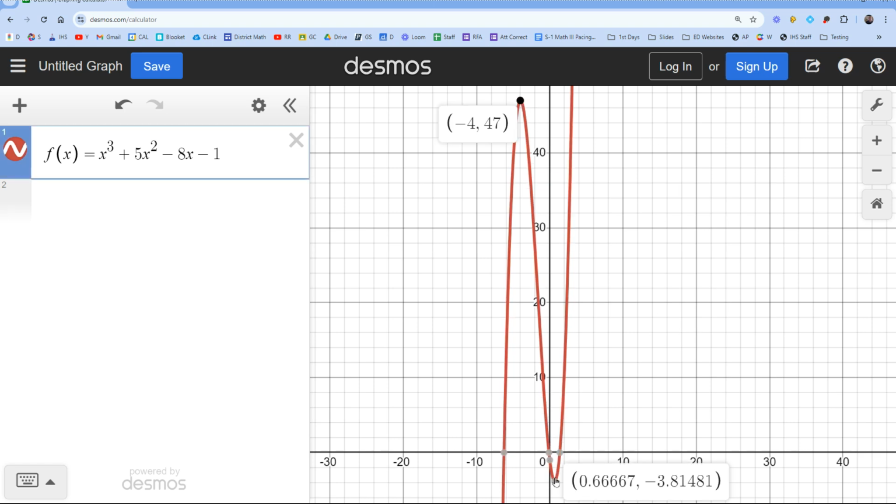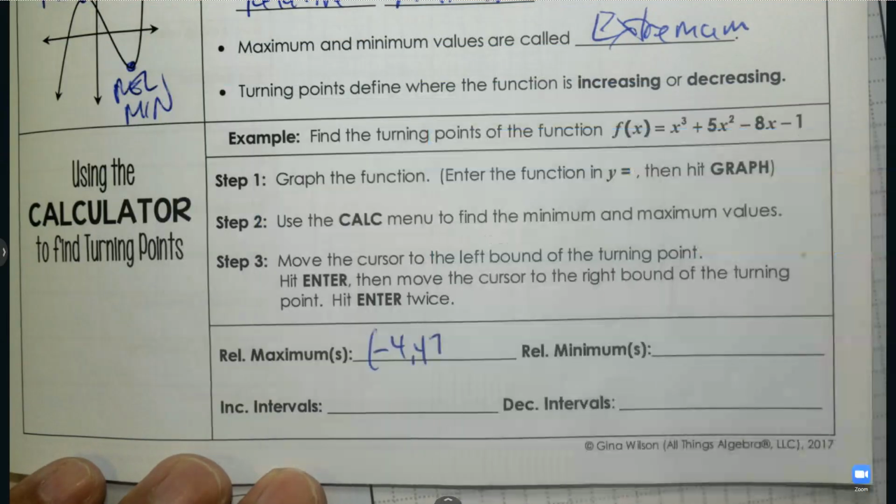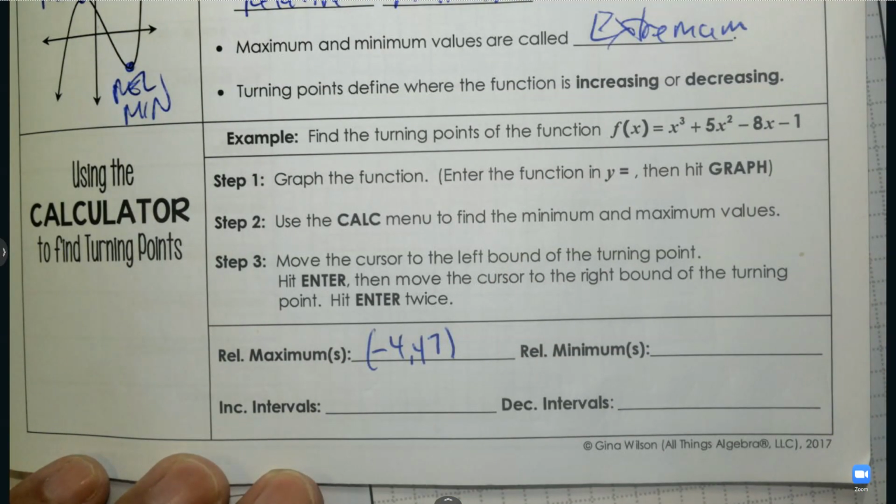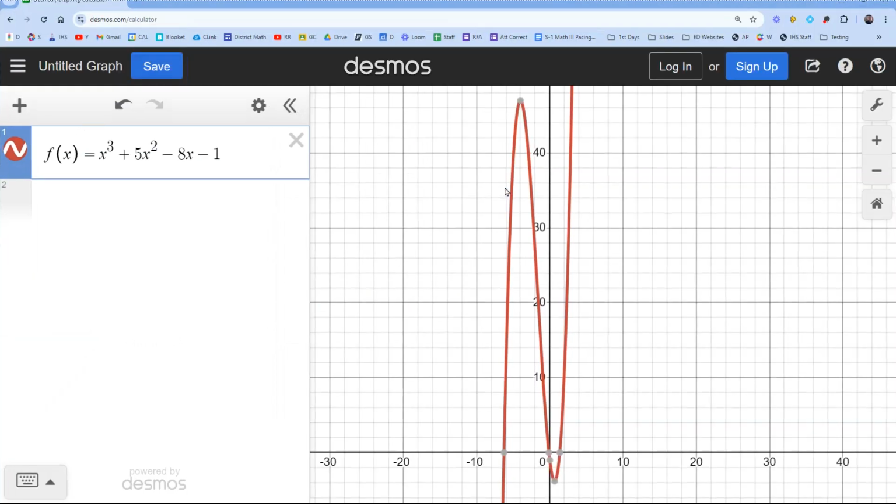Now in Desmos, you can click on where the graph turns. So that upper point is called the maximum. Where it says relative maximum in your book, that's -4 and 47. So if I switch over here, you can see I wrote -4 and 47. If I'm looking for the minimum, that's down here. I'm just going to round it, 0.7 and -3.8. So that gives me that.